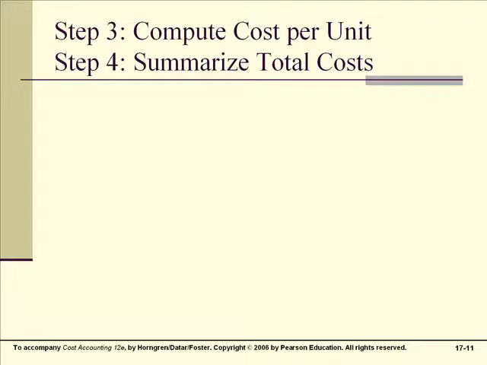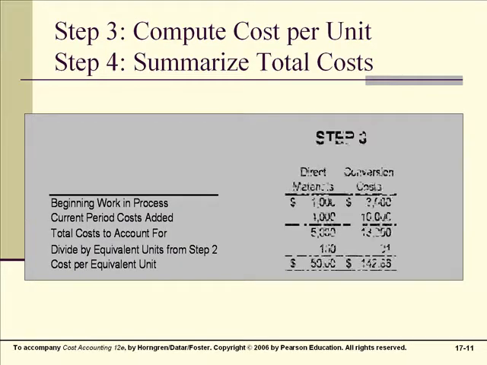At step 3, we compute the cost per unit. At step 4, we summarize the total cost. So let's take a look at step 3. For our two cost components, direct materials and conversion cost, we have to gather from our accounting system what we have in work in process and what our current period costs added were. Normally you would get this from various GL accounts. So we have $5,000 of material cost to account for and $13,000 of conversion cost.